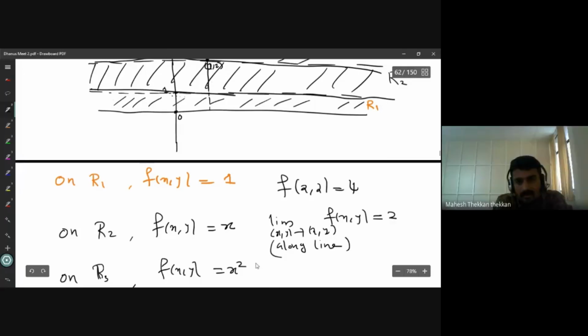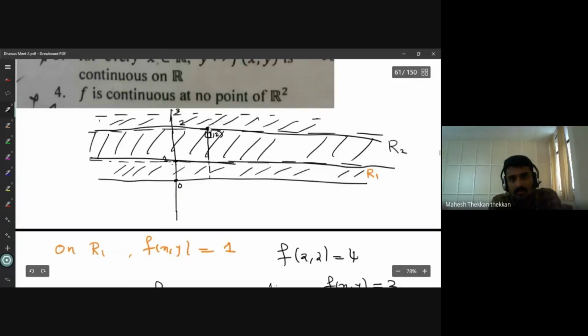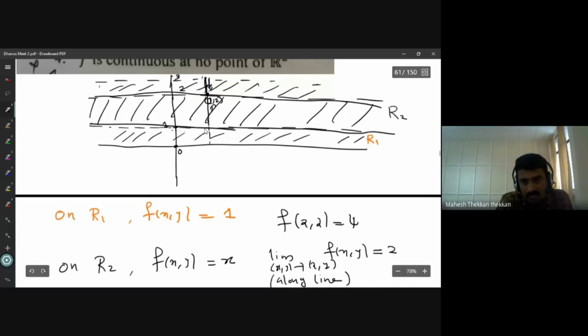So what about the limit at 2, 2, whether that exists or not? Suppose I am coming from above along this line, I will get a different value, right? If I am coming from here, I will get 2. If I am coming from here, I will get 4, right? So along that line, the limit does not exist. So the function is not continuous at the point 2, 2, right? Is that correct or not?